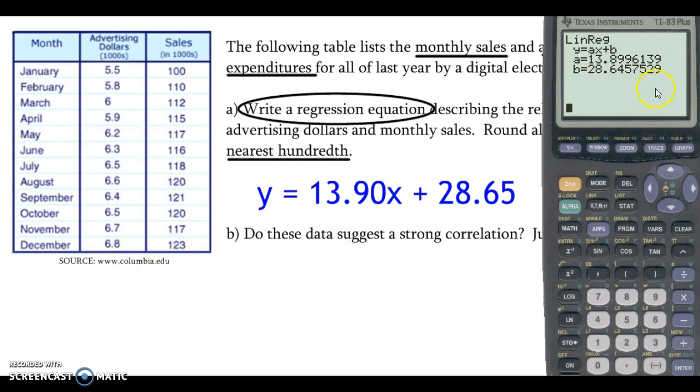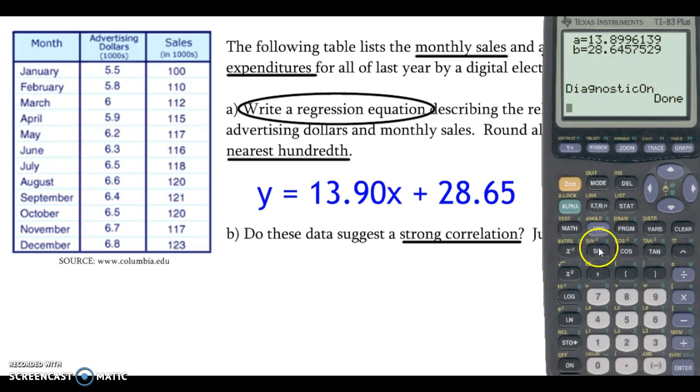Now I'm going to tell you how to figure out whether it is a strong correlation. It says, do these data suggest a strong correlation? Strong correlation is calculated by something called the correlation coefficient. The calculator's job is to tell us not only the equation for the line of best fit, but it also tells us the correlation coefficient, but you have to ask for it. In the calculator, if you press second 0, that brings you to the catalog. We're looking for a selection called Diagnostics On. So we'll scroll down to where it says Diagnostics On. There it is. And when it says Diagnostics On, it says, are you sure? And you say, yes, I want Diagnostics to be turned on.